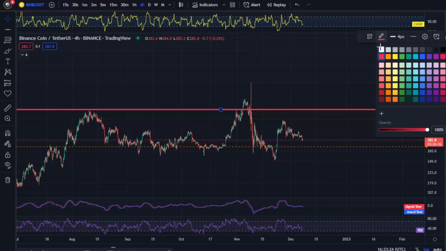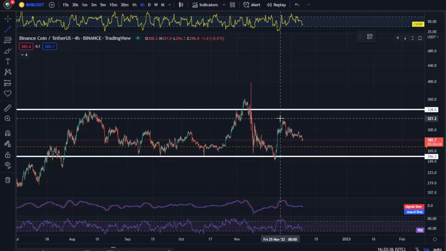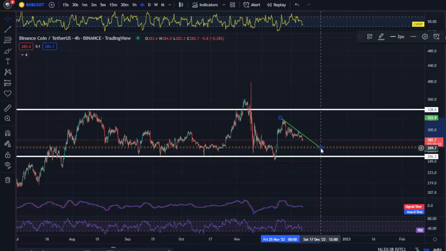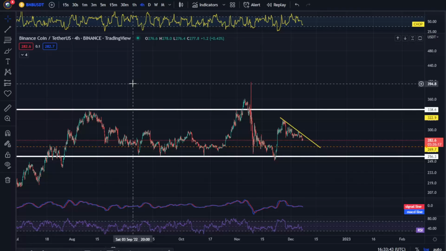Second in today's review is the BNB chart on a 4-hour time frame. At the beginning, we can mark with the white lines the sideways trend channel in which the price is moving, and with the yellow line the local downtrend line we are under.